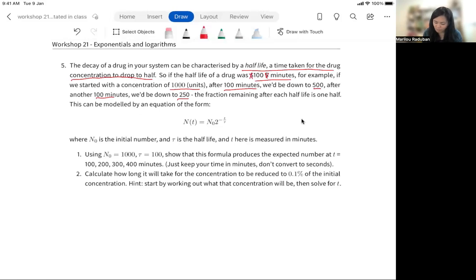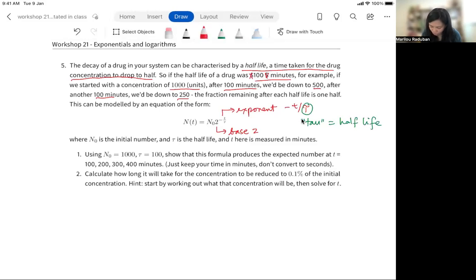So that can be modeled by this equation. It's an exponential equation that's base 2, and the exponent is negative t over tau. You read this Greek symbol as tau, and that's equal to the half-life, which is 100 minutes.